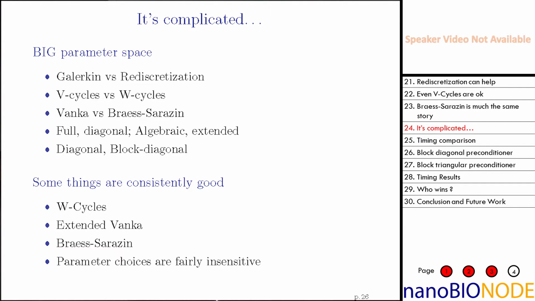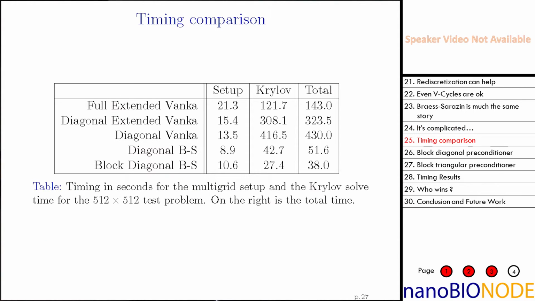But basically the message here is that it's complicated. There's a lot of different choices being made, and some things tend to be better. W cycles tend to be the way to go. There was that case of full Vanka I showed that is obviously an exception. Extended Vanka really helped make everything more robust and make the iteration counts look better. Braess-Sarazin is good with the W cycles again. And no matter what you do, whether it scales or not, the best you can do in terms of your parameter choices is pretty insensitive. So that's good.